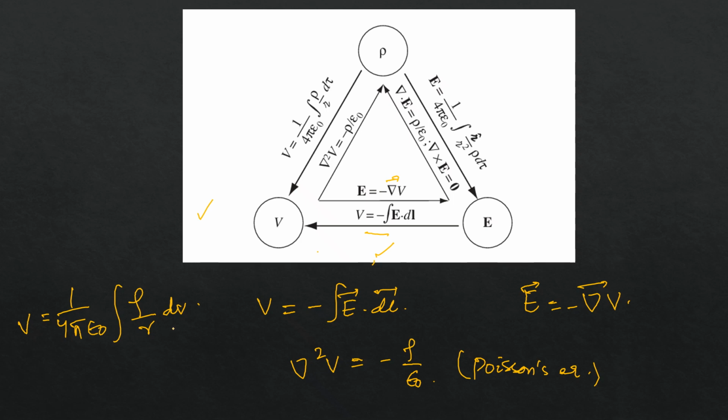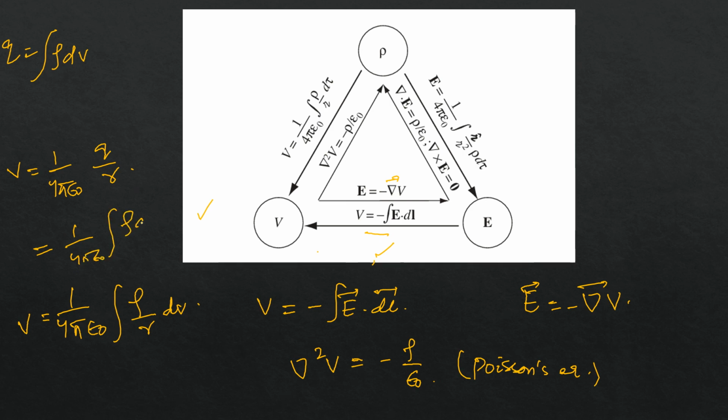All right, so how did this come? The original formula of potential is 1 by 4 pi epsilon naught q by r, and q we know is rho dv. So I just put it there: 1 by 4 pi epsilon naught rho dv by r. As r is also included kind of in dv, I didn't take r out. So these are the relations between potential and charge density rho.